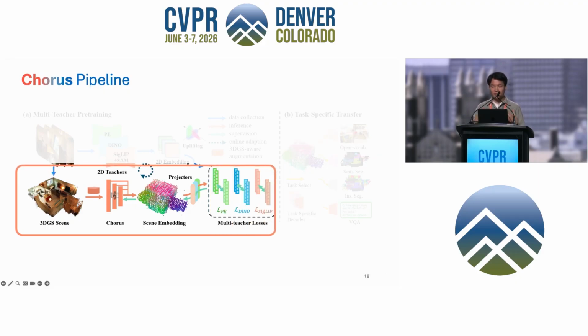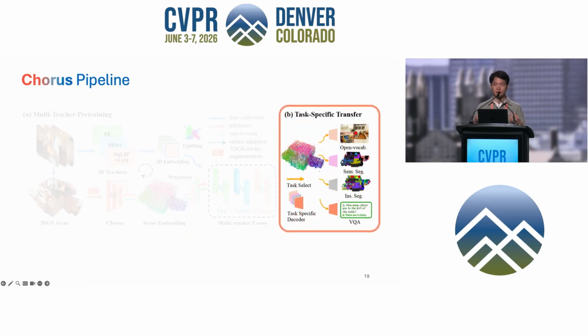Because the teachers have different feature spaces, we do not force all supervision in one output head. Instead, a shared encoder-only 3D backbone learns common scene vectors, while lightweight teacher-specific projectors align the backbone embedding with SigLIP, DINO, and pSpatial with multi-teacher alignment losses.